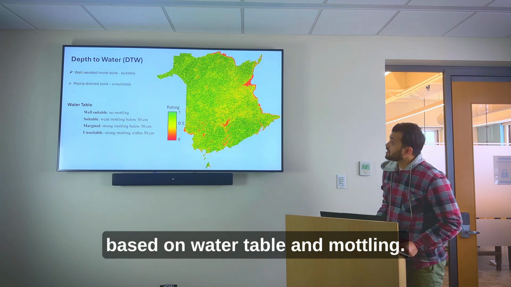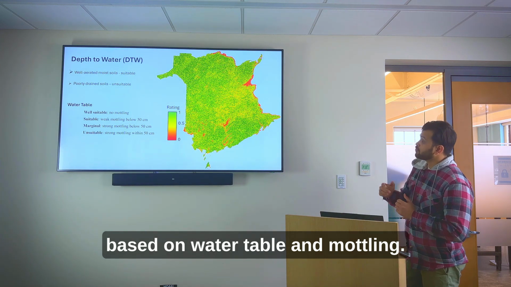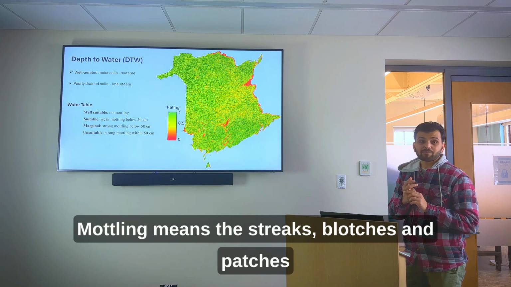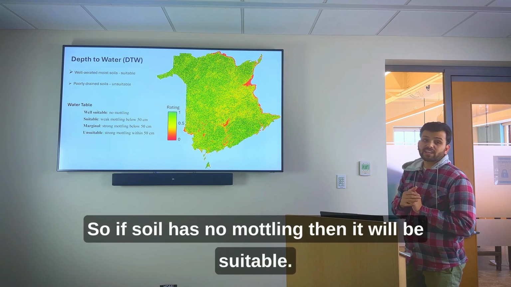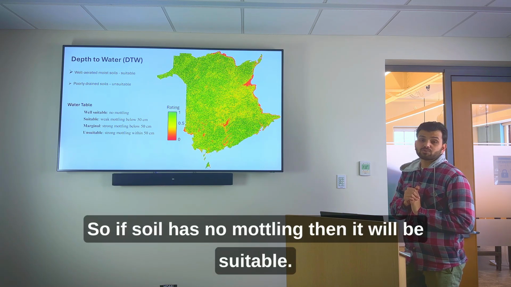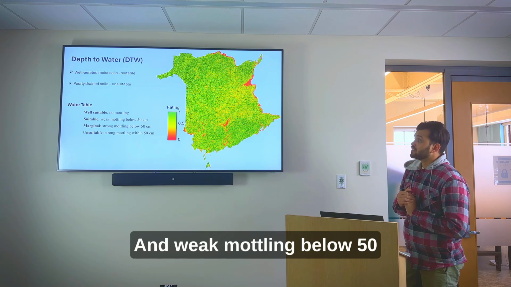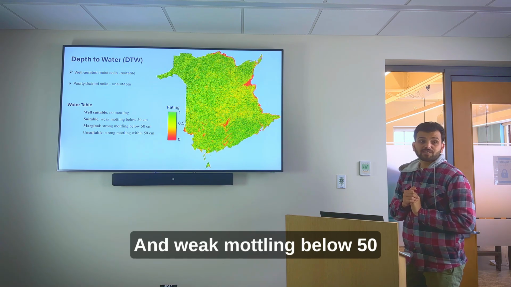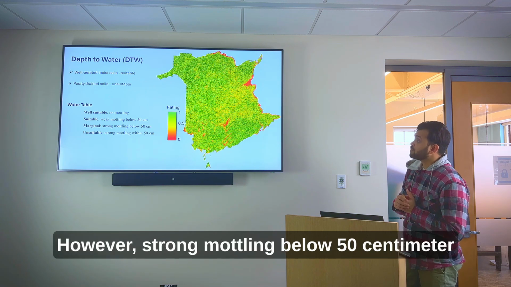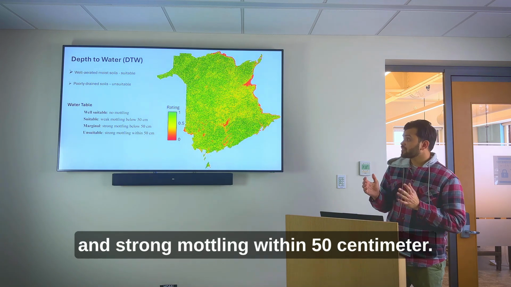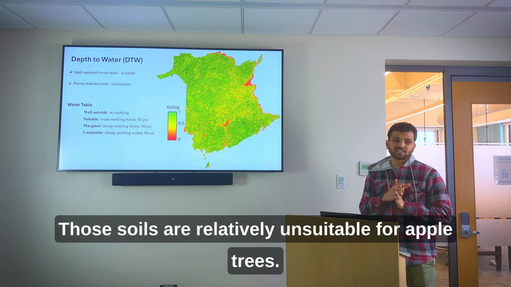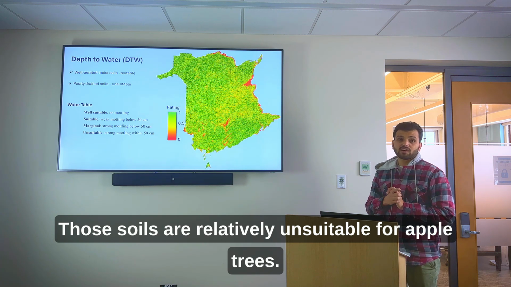Based on water table and mottling. Mottling means the streaks, splotches and patches in soil, which determine the soil drainage. So if soil has no mottling, then it will be suitable, and weak mottling below 50 centimeter will also be suitable. However, strong mottling below 50 centimeter and strong mottling within 50 centimeter, those soils are relatively unsuitable for apple trees.